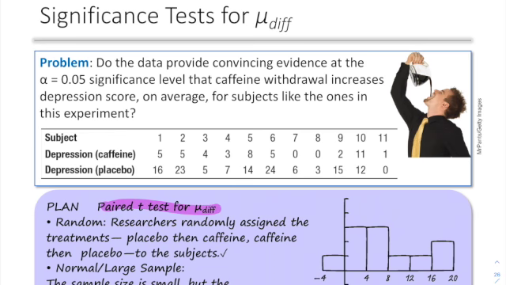So we're doing a paired t-test for mu sub diff. So it's random. They randomly assign them to the treatments, whether it's placebo and then caffeine or caffeine then placebo. The sample size is small, but the histogram of the data, remember we're looking at the difference, placebo minus caffeine. Notice that the difference is not given. There's not that extra row. That would be something you would have to calculate. So even though the sample size is small, your histogram here doesn't show any strong skewness or outliers.